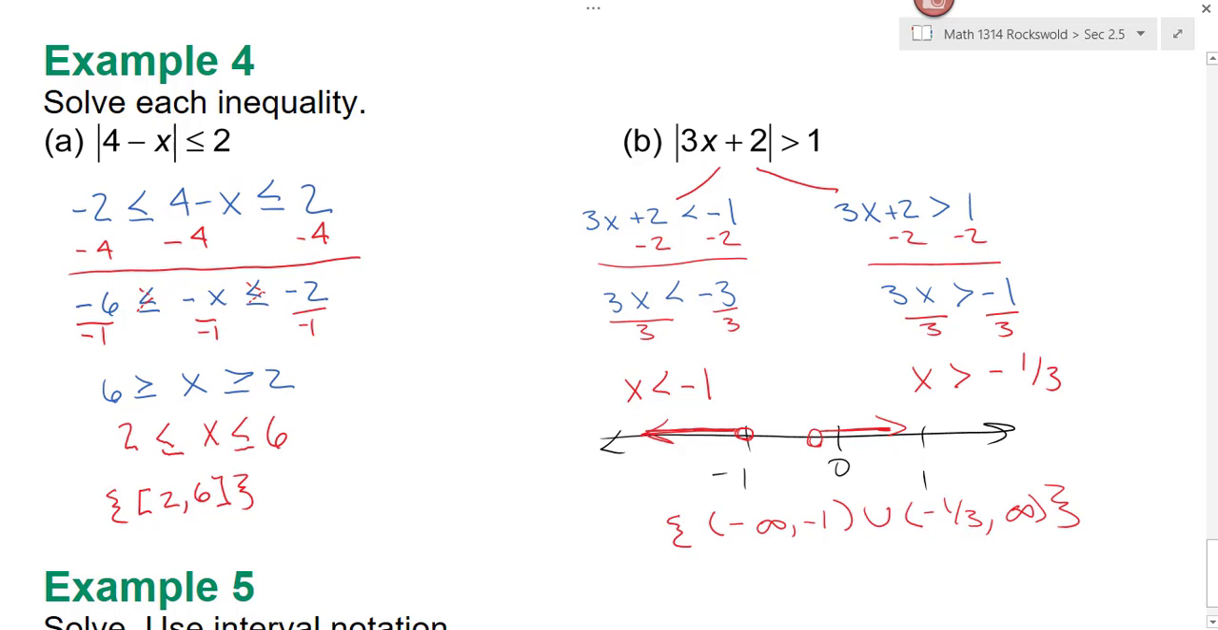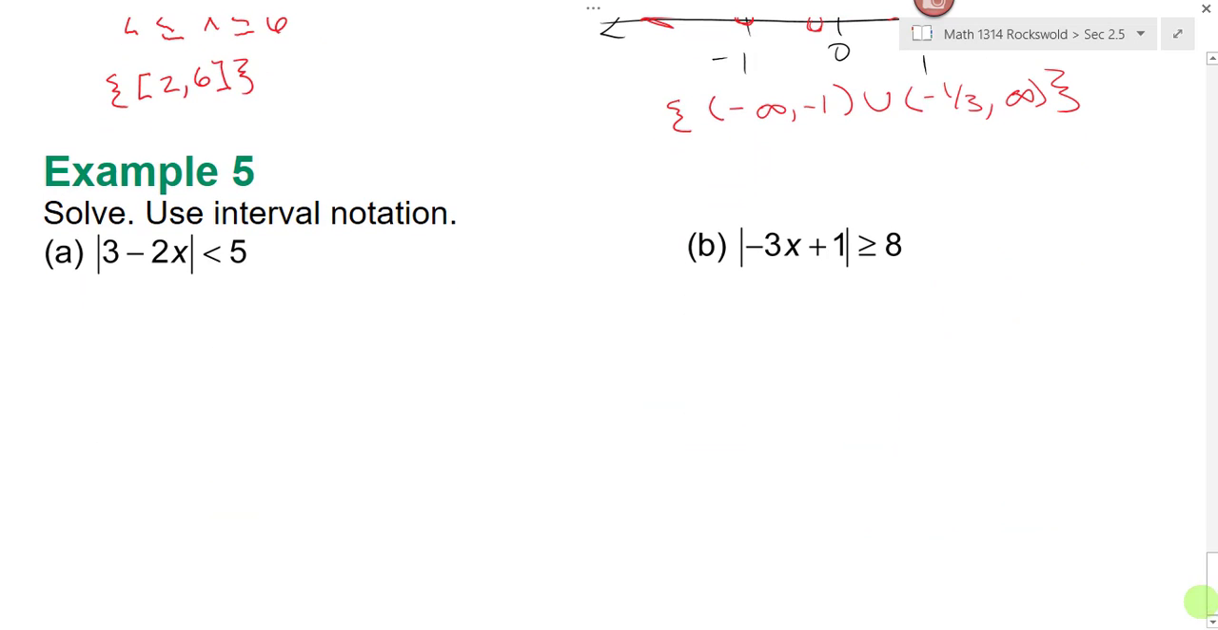Any questions about solving the absolute value inequalities? The thing you've got to keep straight is what you do if you have either a less than or a greater than. What if I would have had a negative number over here? No solution.